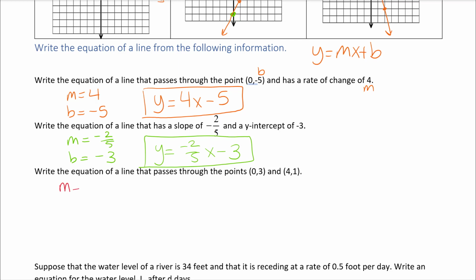Okay, and the next one I'm looking for an m and a b. Write the equation of a line that passes through these 2 points, 0, 3, and 1 comma 4. 0 comma 3, that's one of those special points, 0 comma a number, which is a y-intercept. So that is my b. Unfortunately, I don't know what my slope is. So I'm going to have to do a little bit of work here to find my slope. To find my slope, I'm going to use the slope formula.